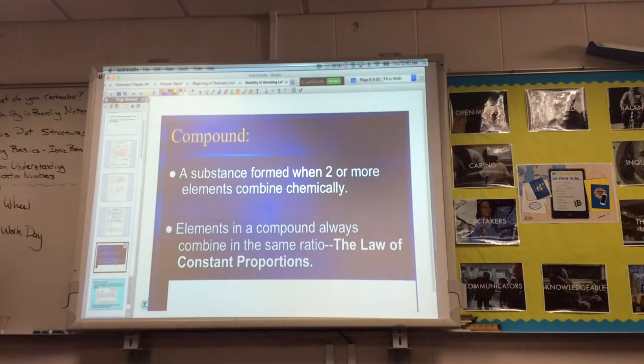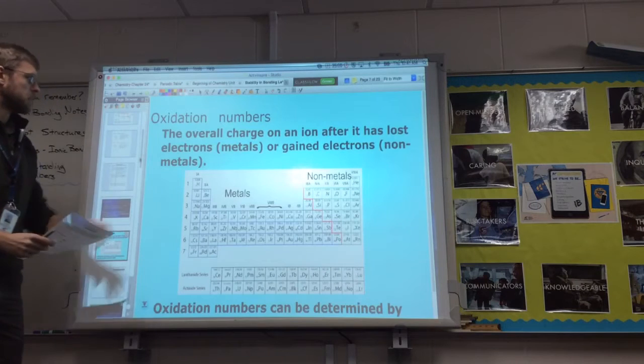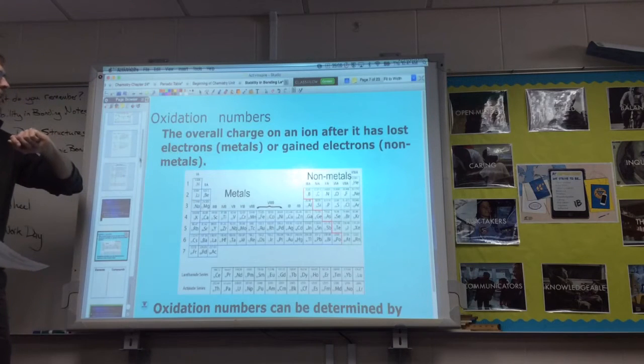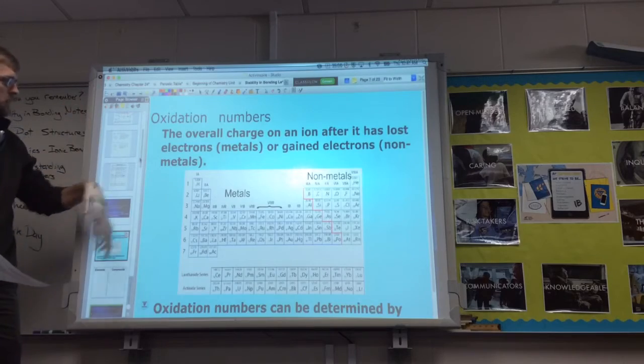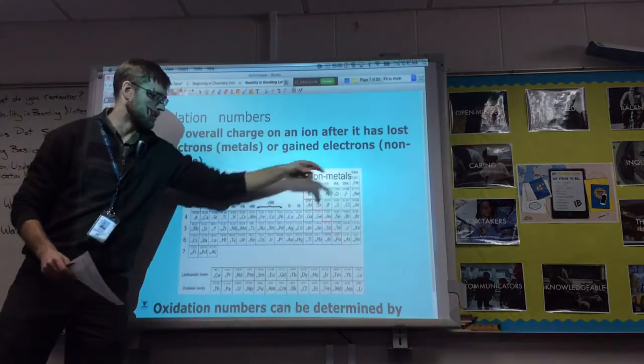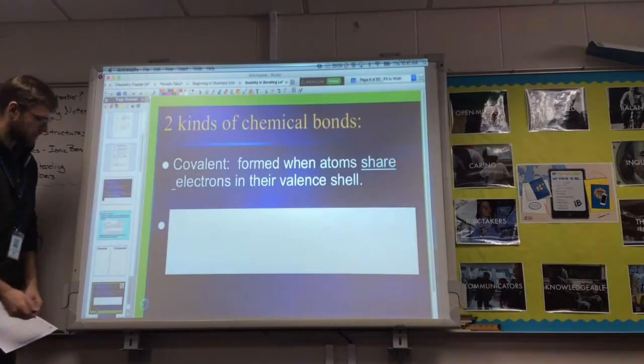Speaking of oxidation numbers, did we already define oxidation number yet? Oh, we skipped a spot for it. No, we defined it, right? Okay, I have the slide again. Yeah, it's the overall charge on the ion after it's lost electrons or gained electrons. Maybe you can just find it by looking at what group it's in. Okay, that's that.